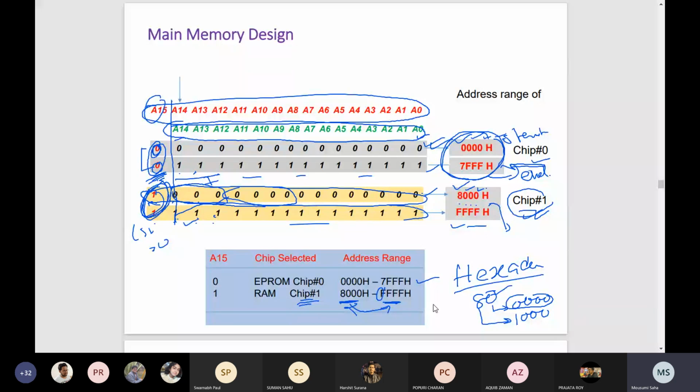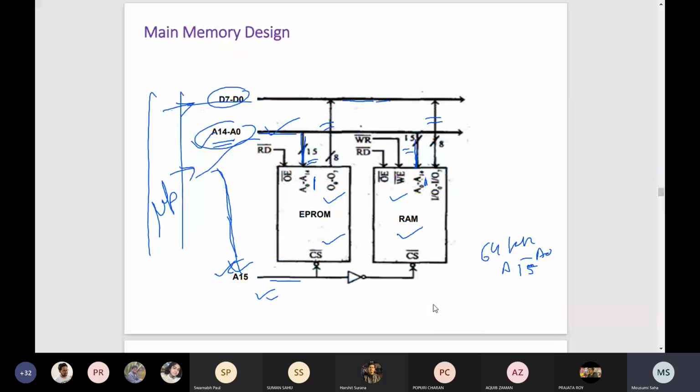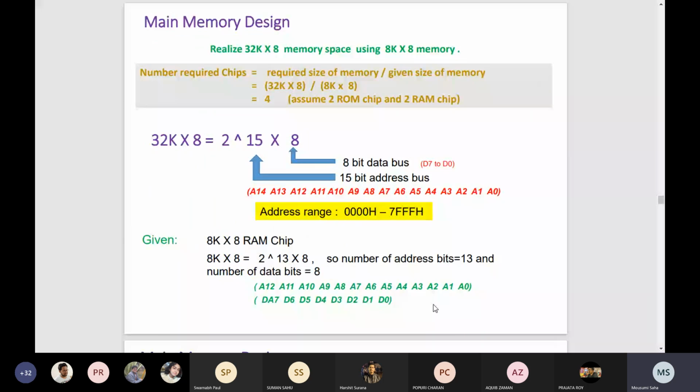Here what I have done is we have considered the total address space that we need. Based on that we can design the circuit, and after designing the circuit we can find out the address range. So in reverse way we can do this. Now another example, same way we can compute or design. Our requirement is 32K by 8, but we have 8K by 8. Now obviously if we divide, then we have 4.